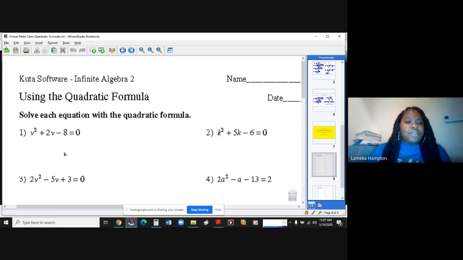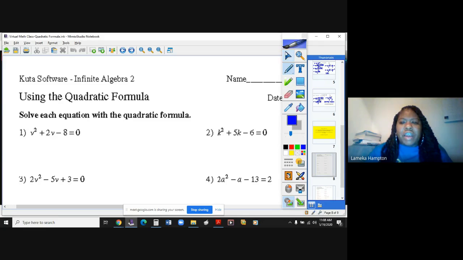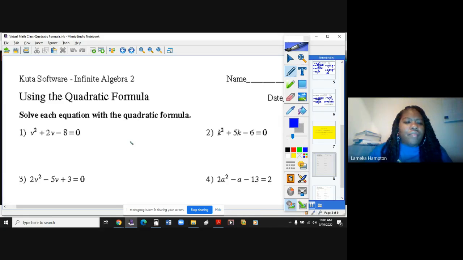Okay, so where is my floating toolbar? Right there. All right, so let me see. Matter of fact, let me go ahead and do this. I'm going to open up another page, and I am going to write down these problems. So that says v squared plus 2v minus 8.